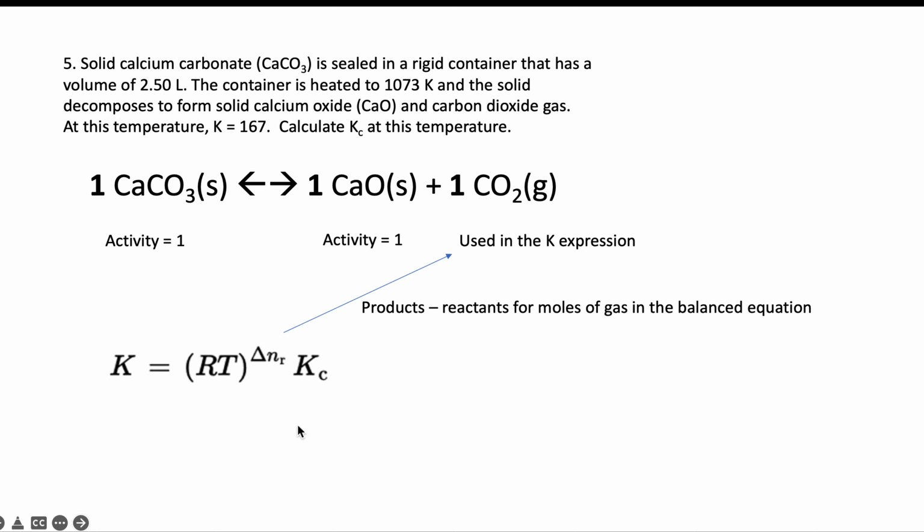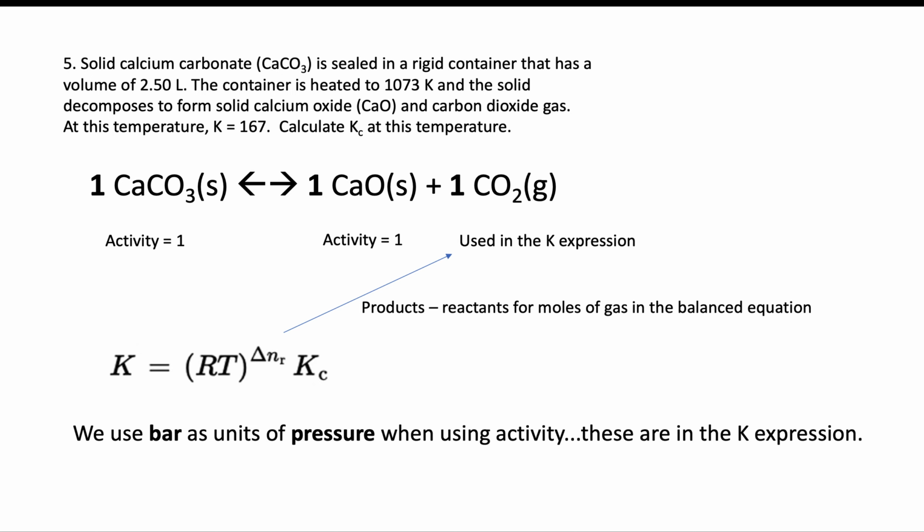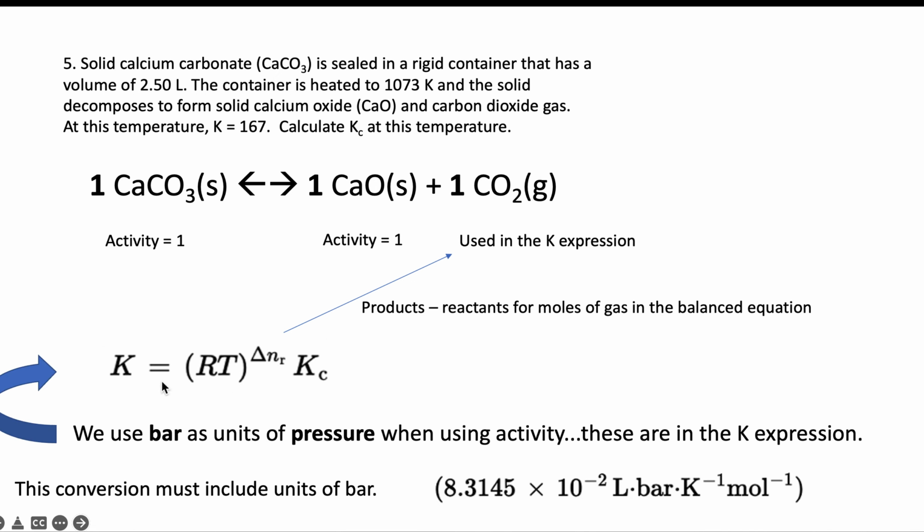Now, we have an equation that we can use for that. Delta n here, that's looking at products minus reactants for the moles of gas within our balanced equation. And we only have one species contributing to moles of gas here. Last thought that we want to be careful with. We use bar as our units of pressure throughout when we're using activity. And so the units of pressure are always in terms of bar when we're thinking about it in this K expression. And so because of that, when we're doing any conversions, we need to use the R value that also includes units involving bar for the pressure.